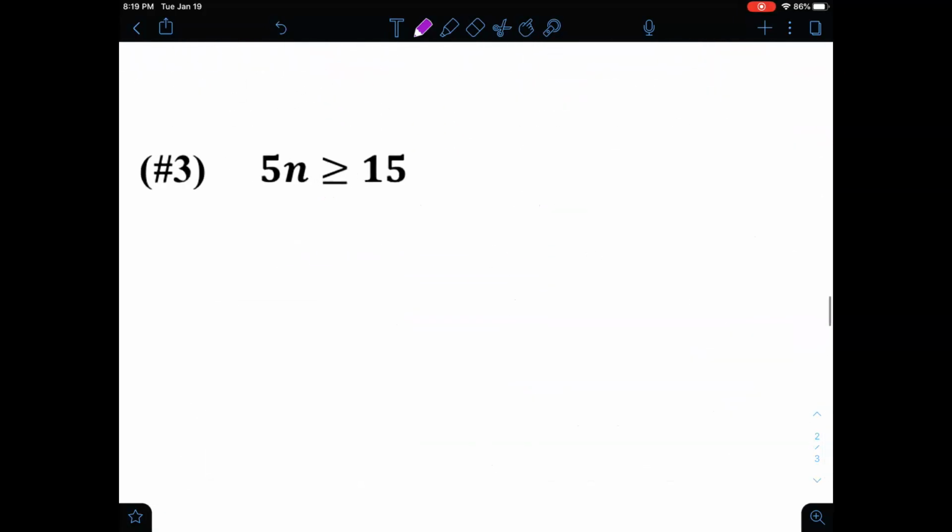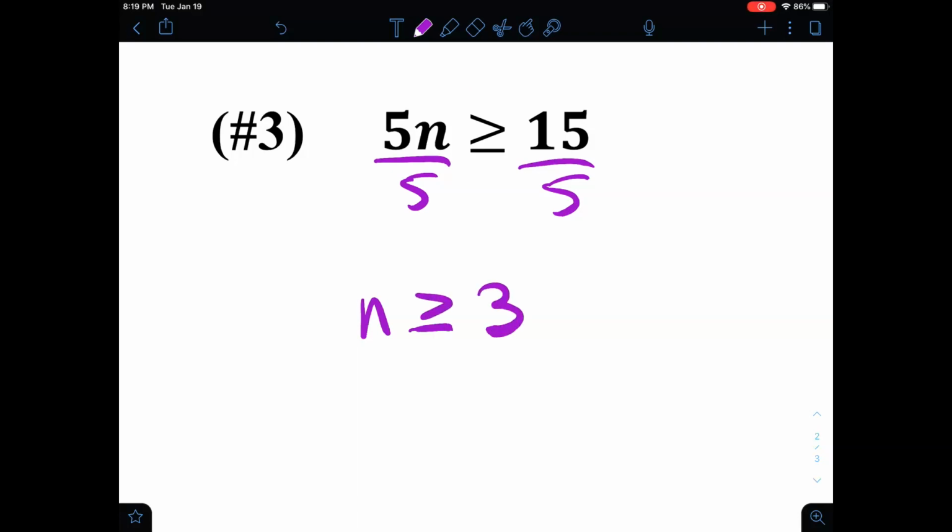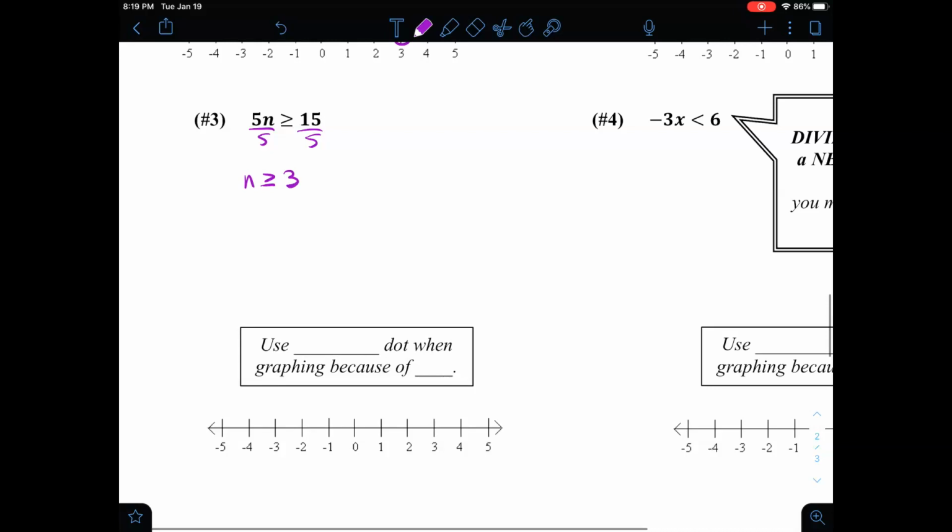All right, a couple more examples here. We have number 3, 5n is greater than or equal to 15. So if it was 5n equals 15, what would you do first? You would divide by 5. That is correct. So n is greater than or equal to, 15 divided by 5 is going to be 3.